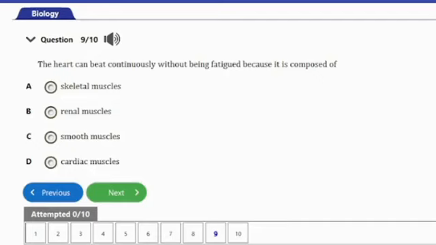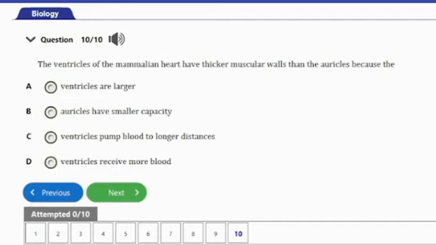Let's go ahead and consider the next and the last question. That's question number 10. It says, the ventricles of the mammalian heart have thicker muscular walls than the auricles because the A. ventricles are larger, B. auricles have smaller capacity, C. ventricles pump blood to longer distances, and D. ventricles receive more blood. The answer to this question is option C. Ventricles pump blood to longer distances. And that's it for that question.